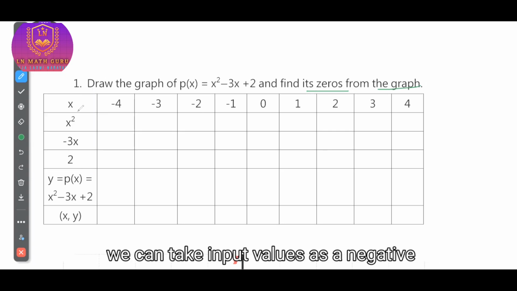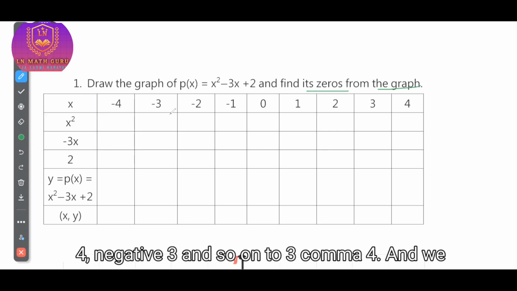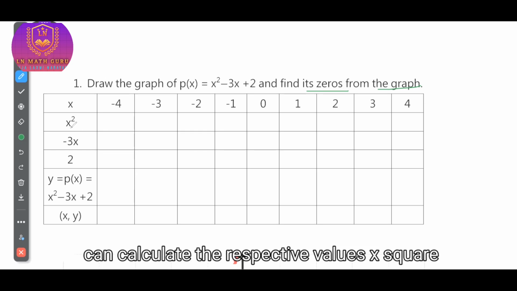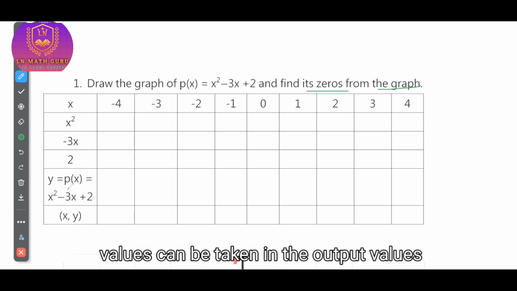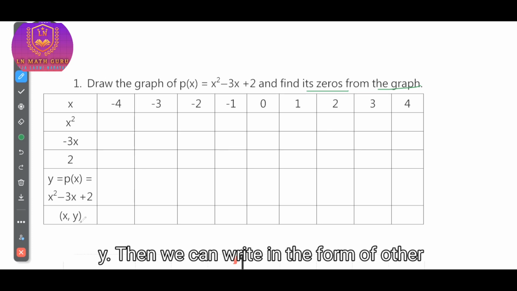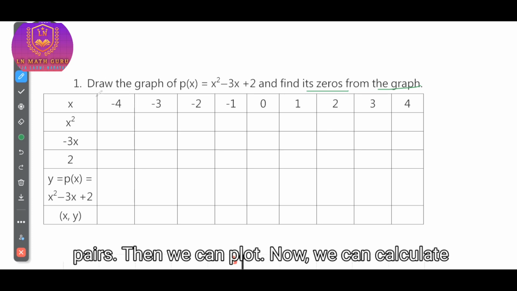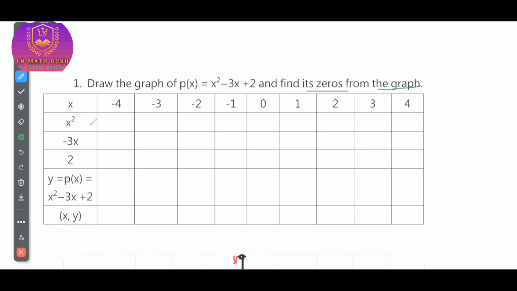Now we can take input values as -4, -3 and so on to 3, 4. And we can calculate the respective values x square, -3x and 2. Then the addition of these three values can be taken as the output value y. Then we can write them in the form of ordered pairs. Then we can plot. Now we can calculate step by step.